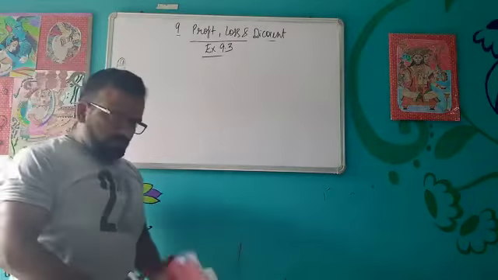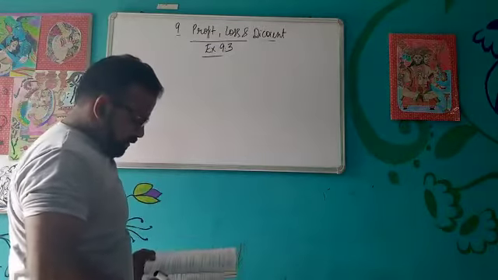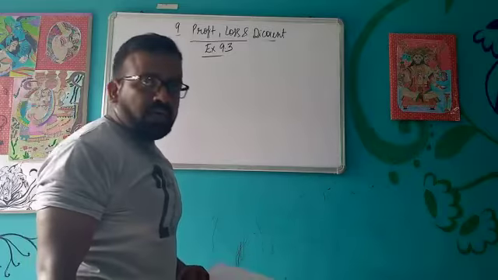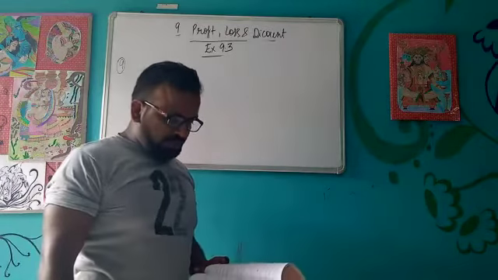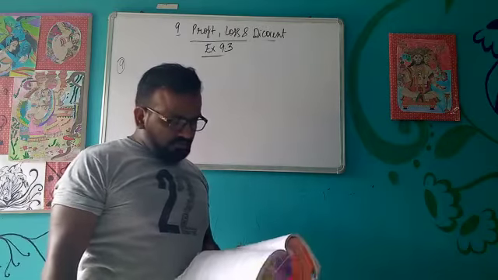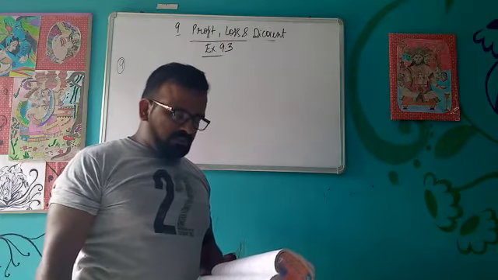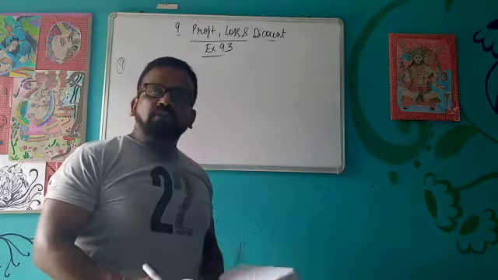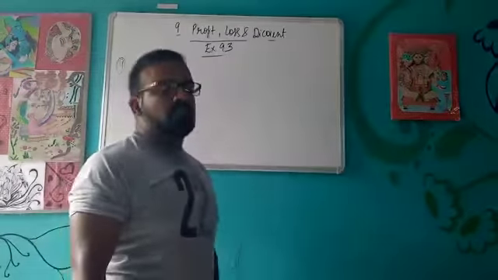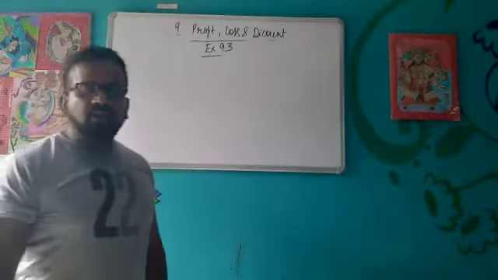Okay, let's discuss one more type in profit and loss. In question number 9, a shopkeeper marks his goods at 25% above the cost price and gives 15% discount. That means whatever was the marked price, what the shopkeeper has done, he has marked the cost price.